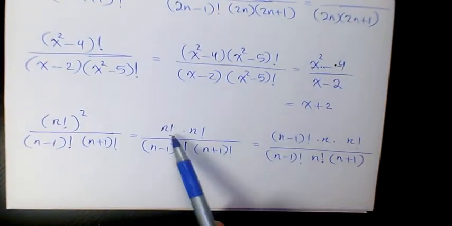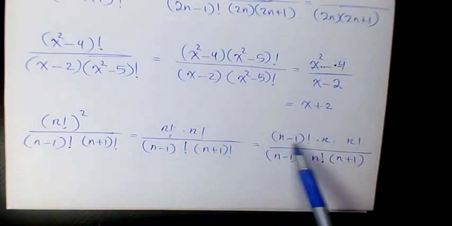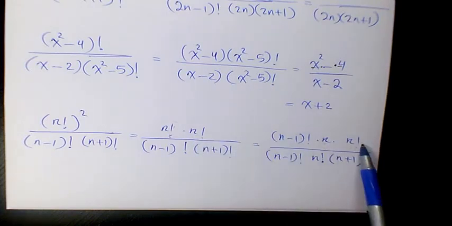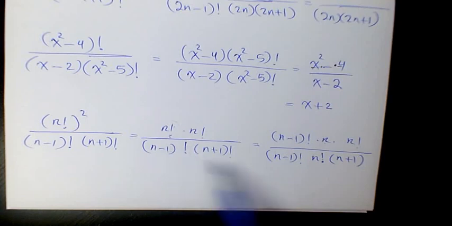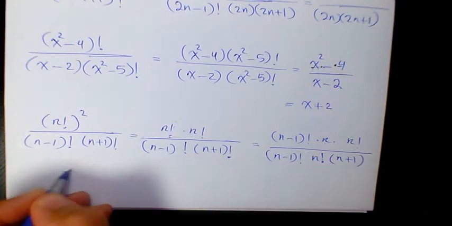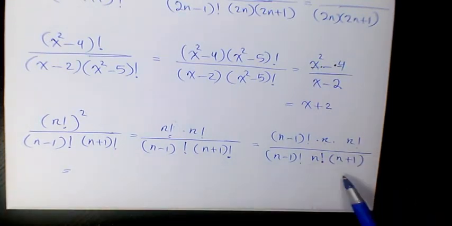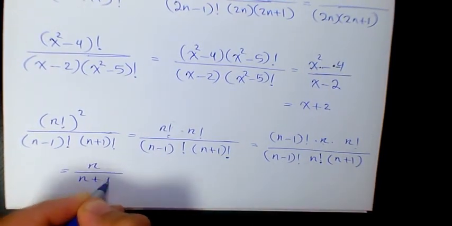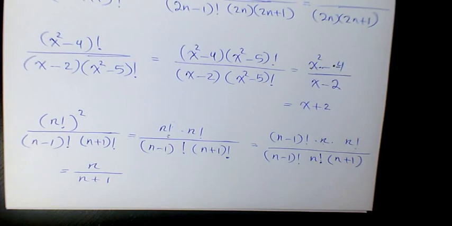So one more time, n factorial, I change it to n minus 1 factorial times n. N factorial here, I wrote it the same way. N minus 1 factorial, I wrote it here the same. And n plus 1 factorial, I wrote it as n factorial times n plus 1. Now, n factorial and n factorial cancel out. N minus 1 factorial and n minus 1 factorial cancel out. It's going to be n over n plus 1.